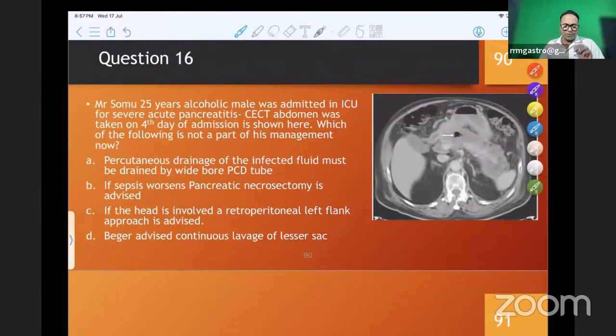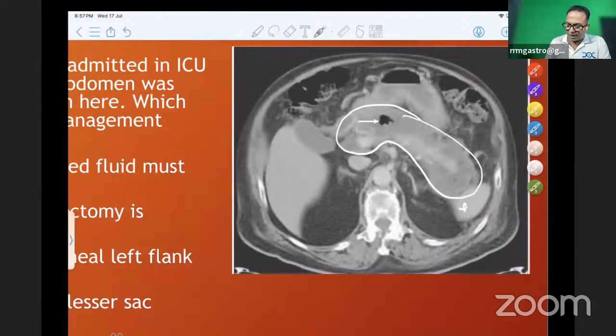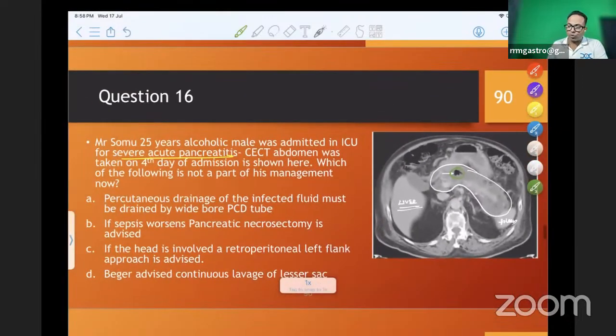Mr. Somu, a 25 year old alcoholic male, was admitted in ICU for severe acute pancreatitis. CT abdomen was shown on the 4th day. Can you see what is the finding in the CT? This is the pancreas. What happened to the pancreas? This is the spleen. You should be able to identify the structures in a CT abdomen. This is the pancreas, and this arrow shows a black area. What is that black area? That is a loss of blood supply to the pancreas causing necrosis.